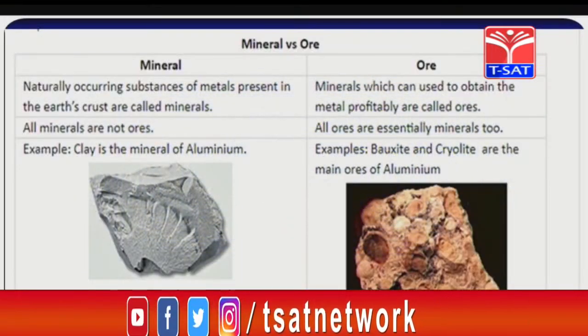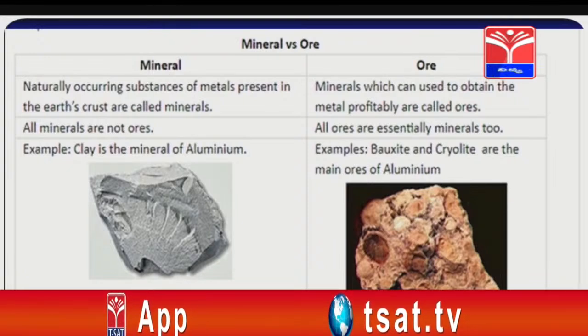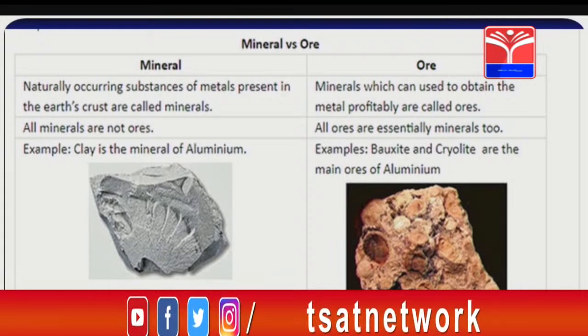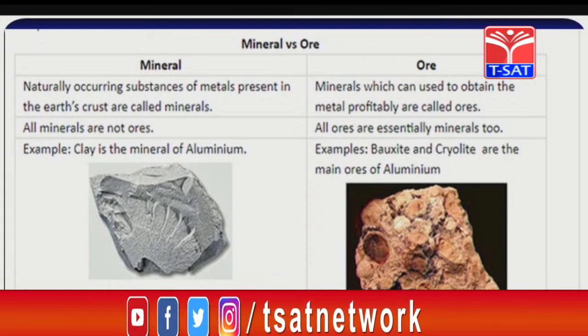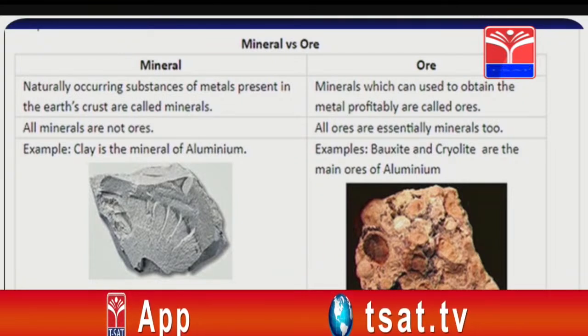So, let us see the differences between minerals and ores. What is a mineral, children? Naturally occurring substances of metals present in the earth's crust are called minerals. What are ores? Minerals which can be used to obtain the metals profitably are called ores. What are minerals again? They are not ores, but all the ores are minerals.